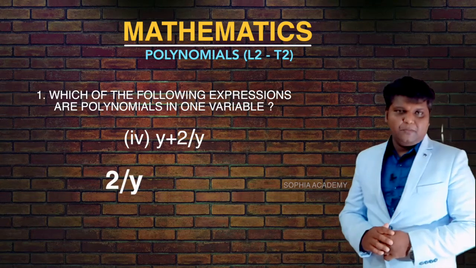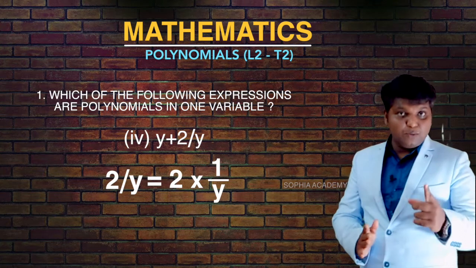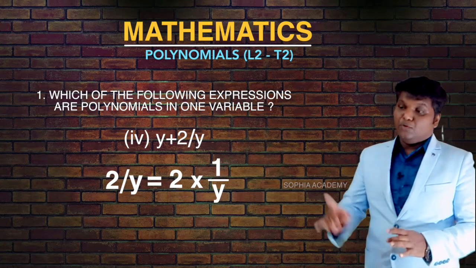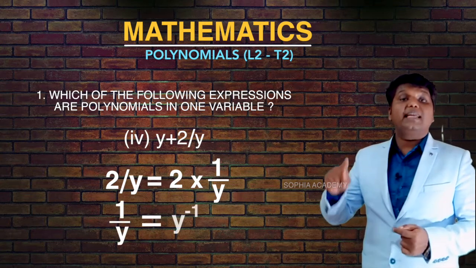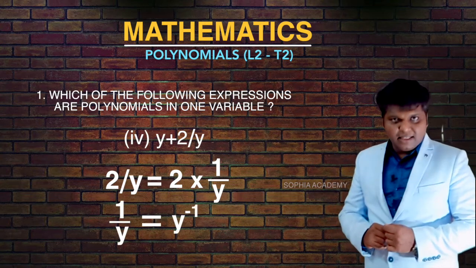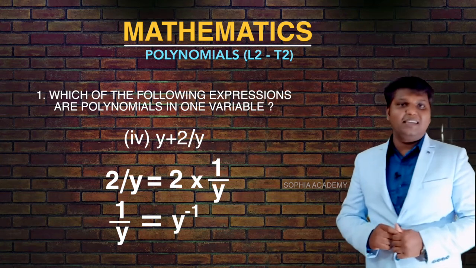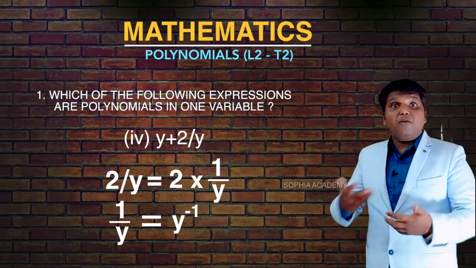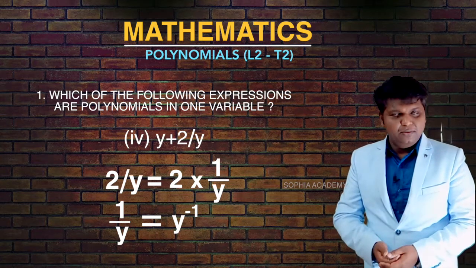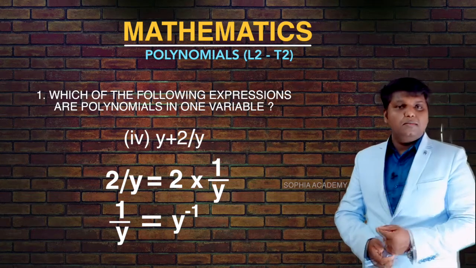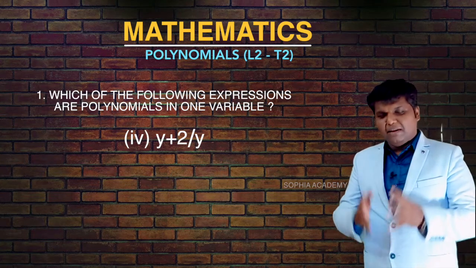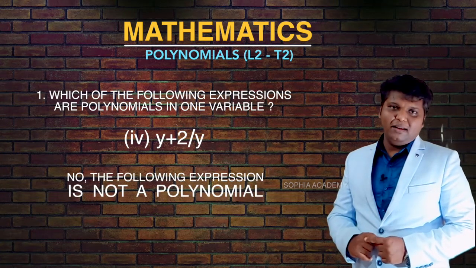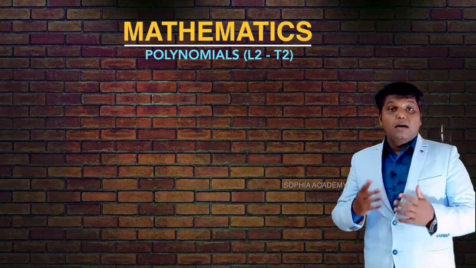It is 2 by y, meaning 2 multiplied by 1 by y. So 1 by y, we can write as y raised to the power minus 1. In our 8th class, in the very first chapter, we studied that. So the power of y in the second term came out negative. That means it's not a whole number. So what can we conclude? This given algebraic expression is not a polynomial. Last question.